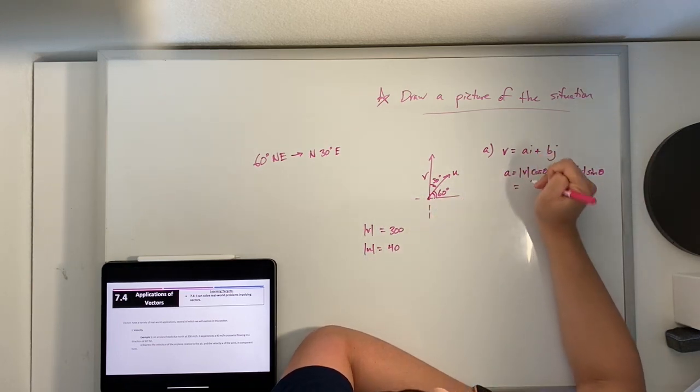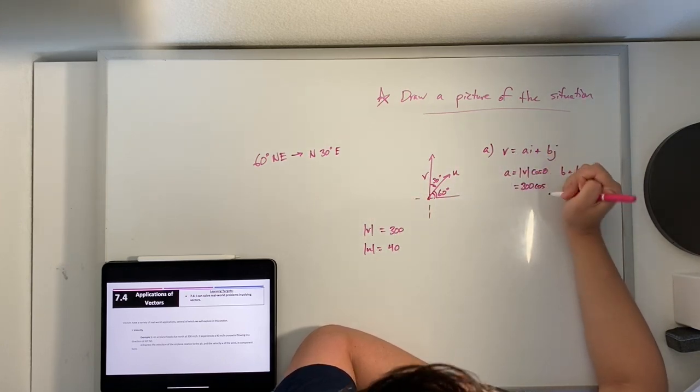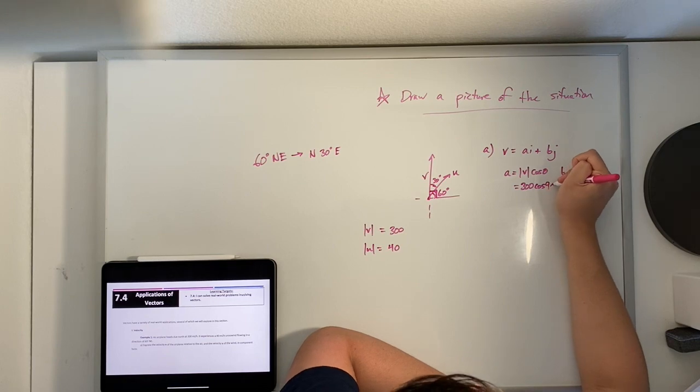So our magnitude for the velocity vector of the plane is 300. And what is the direction? What's the angle here of v? Well, it's just a right angle. It's going due north, so 90 degrees.